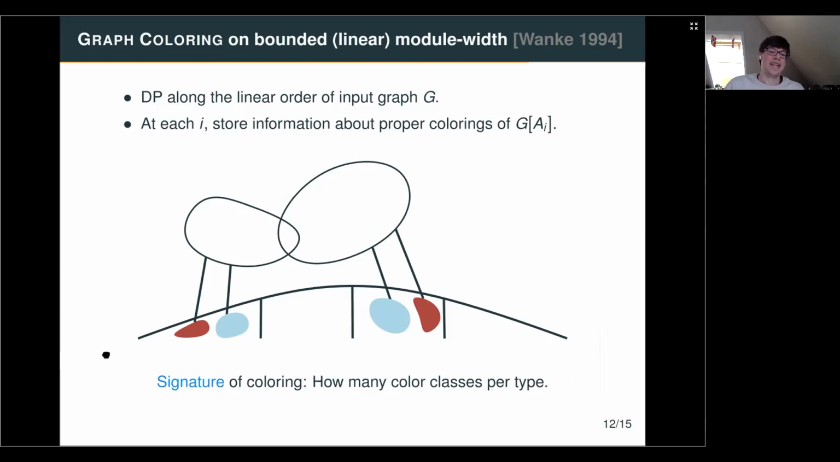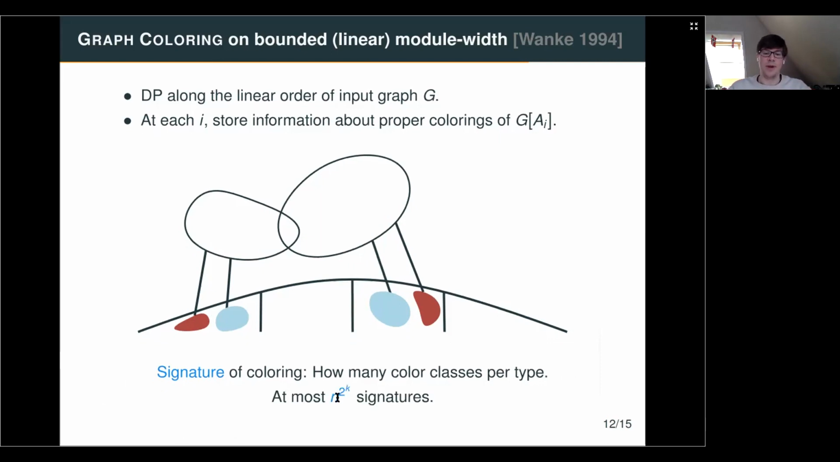Because the information that we need to store about one given coloring is just its signature, which will be a function that tells us for every type how many color classes of that type we have. And we have 2^w types. So of course we have at most n^(2^w) many signatures.